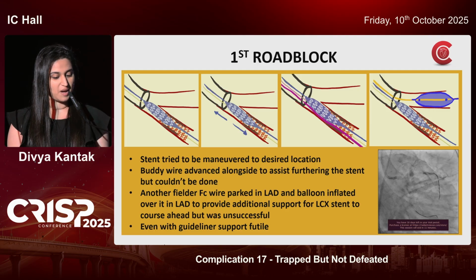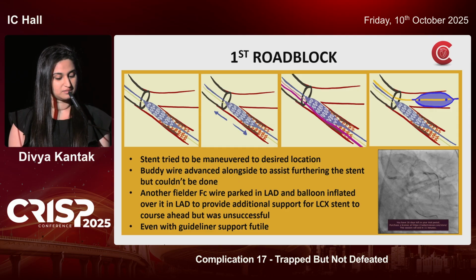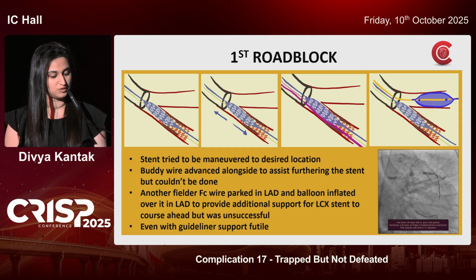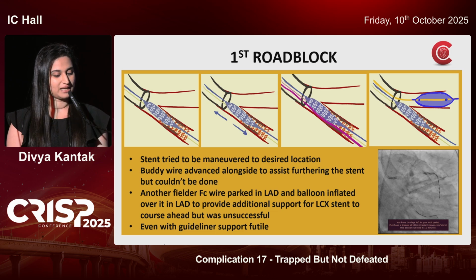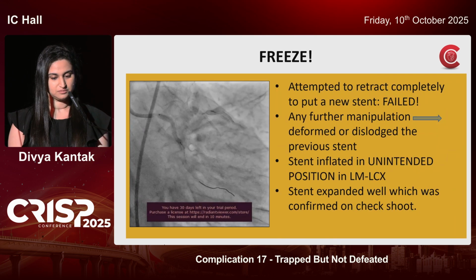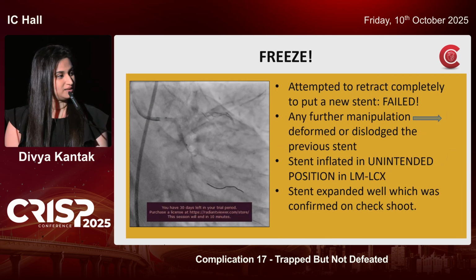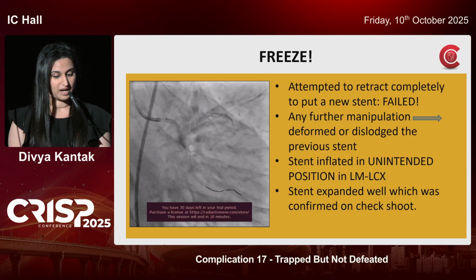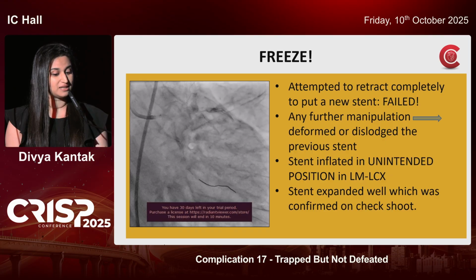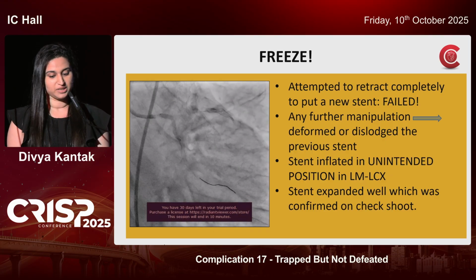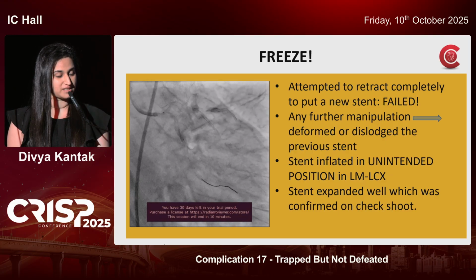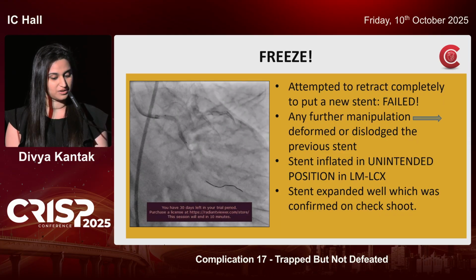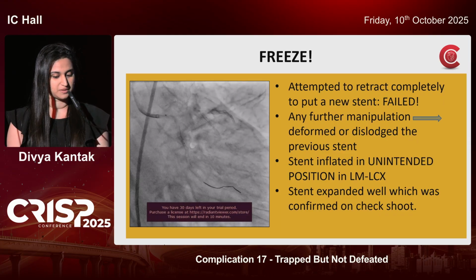Another Fielder FC wire was parked in the LAD and a balloon inflated over it in the LAD to provide additional support to the LCX stent to course ahead, but again, that was unsuccessful. Our last attempt was with a guideliner, but it was futile. So the next step that we tried was to completely retract the previous stent and put in a new one, but we failed again. Any further manipulation would have deformed or dislodged the previous stent. So now we were facing a stark reality that our stent was trapped.